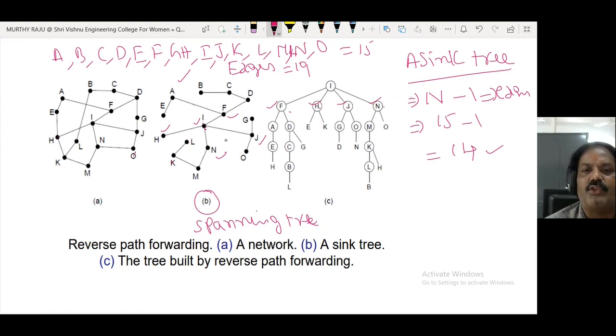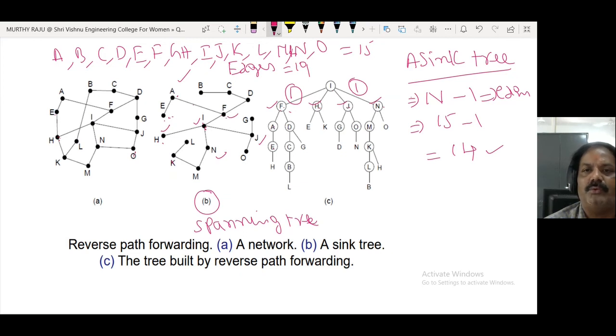Next, from F. This is the first hop. From F to A to E, all are nodes which are connected in the spanning tree. In the original graph, the E to H connection is also there, but that connection is removed in the spanning tree. Therefore, H is not circled.